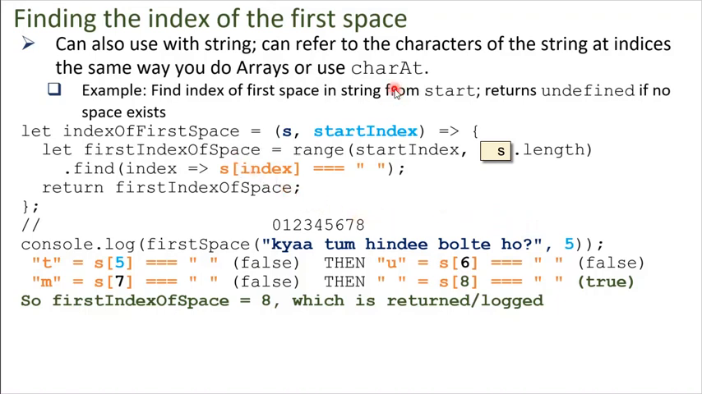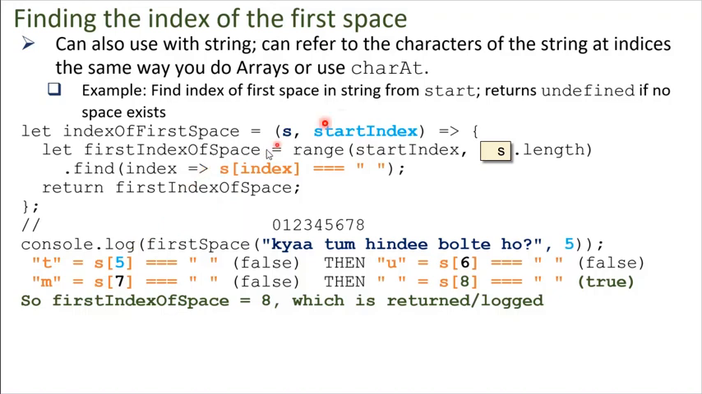Right? So again, tracing through the code here, if we do console.log first space of "kya tum Hindi bolte ho", that's Hindi for "do you speak Hindi?" And hopefully I pronounced it right for anyone who does speak Hindi. But anyway, we're trying to get the first space starting at index 5. And so this string here is going to be replaced with S, and the 5 is going to be substituted in for the start index.